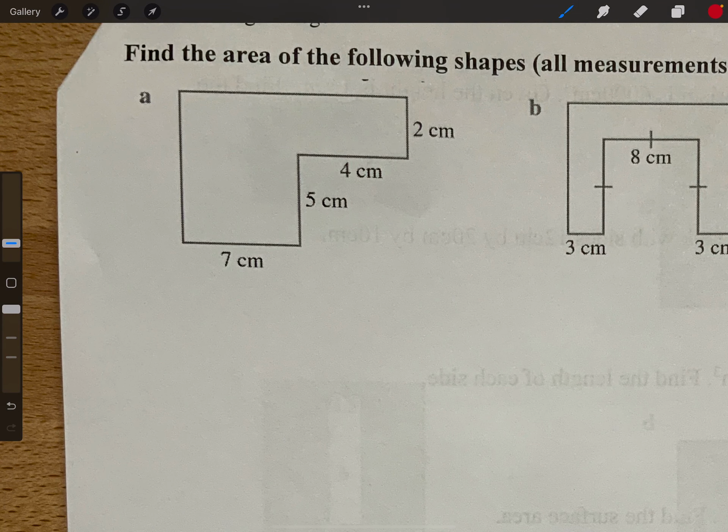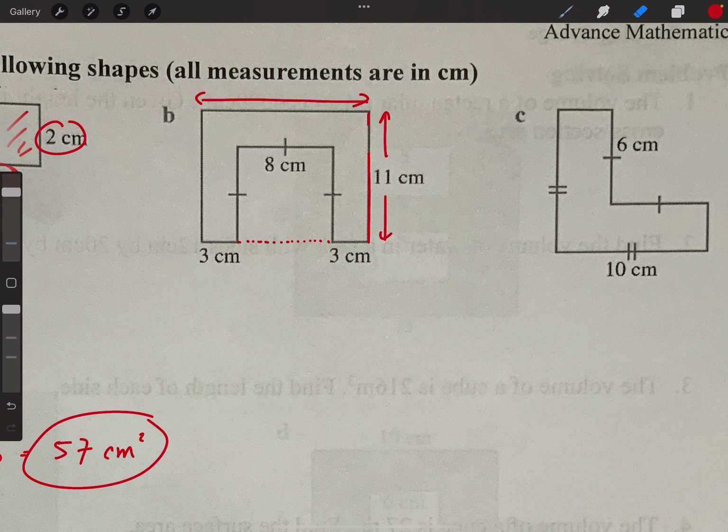Now let's do question B. We can imagine if the whole shape was filled up. Imagine I want to find the area of this entire rectangle. So that's going to be 11, that's the width, times the length. Now what's the length? We know that this is 8 and this is 3. So this is 3, this is 8, and this is another 3. So 8 plus 3 plus 3. So 8 plus 6, which is 14. So this has to be 14.